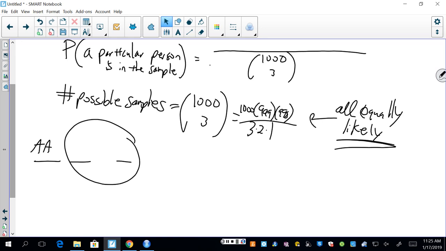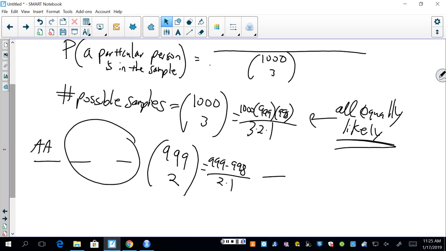Right, there's 999 people still left. Do you want to do 999 times 998? Right, we don't really care what the order is of these samples. We have this person, right? So we want to actually do it without replacement. So the number of ways of completing it is 999 choose 2. Right? So again, we don't care. Or 2 times 1. This is the number of samples, including that first person.